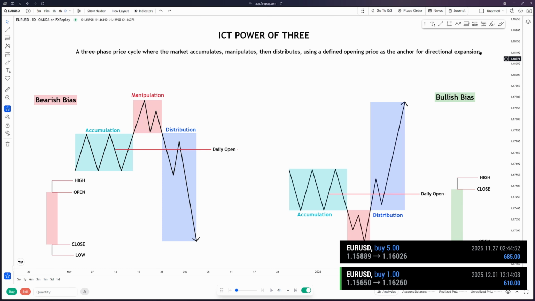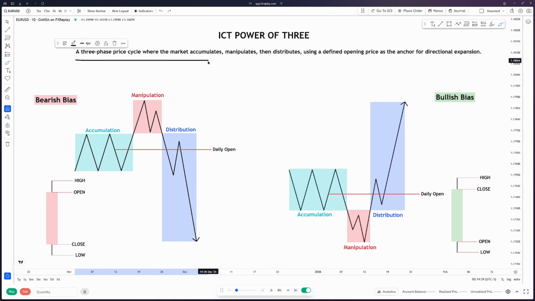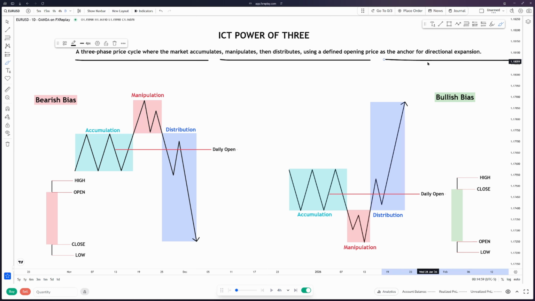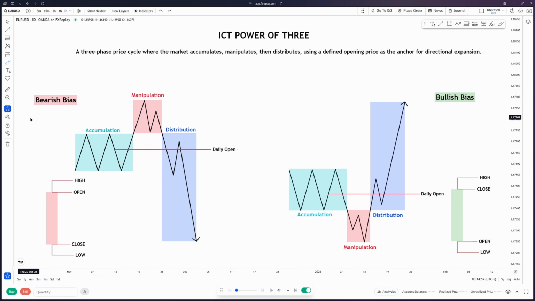These targets came from one clean power of 3 setup, and in the next few minutes, I'll show you exactly how power of 3 actually works. So first, power of 3 is a three-phase price cycle where the market accumulates, manipulates, and then distributes, all using the opening price as the anchor for directional expansion.